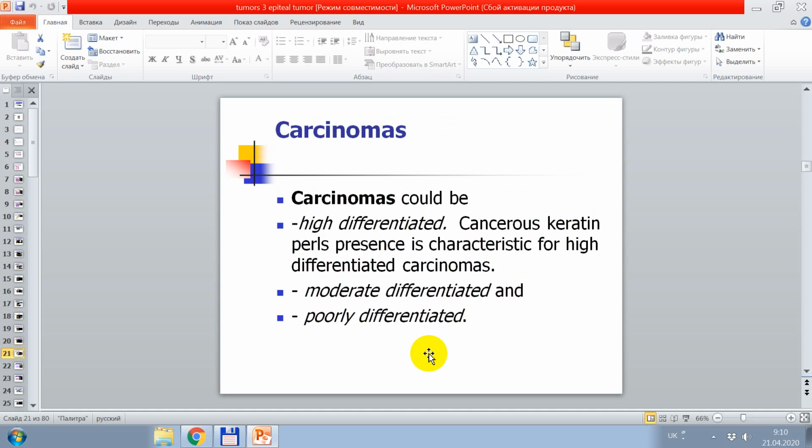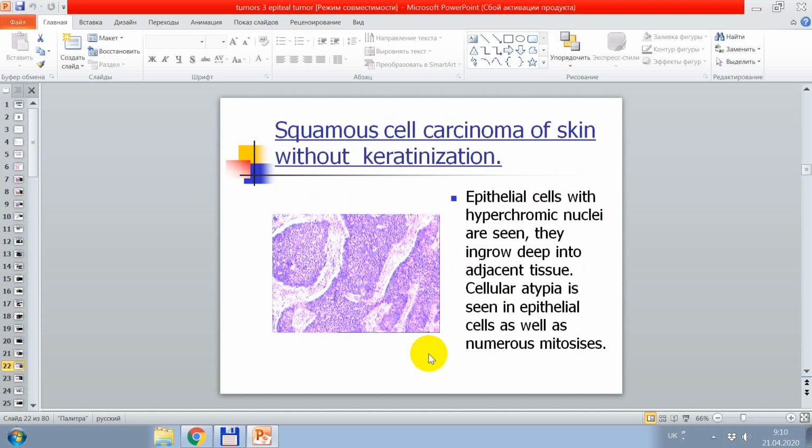Carcinomas could be highly differentiated. Cancerous keratin presence is characteristic for highly differentiated carcinomas, then moderately differentiated and poorly differentiated. This histological picture demonstrates squamous cell carcinoma of skin without keratinization. Epithelial cells with hyperchromic nuclei are seen. They ingrow deep into adjacent tissue. Cellular atypia is seen in epithelial cells as well as numerous mitoses.